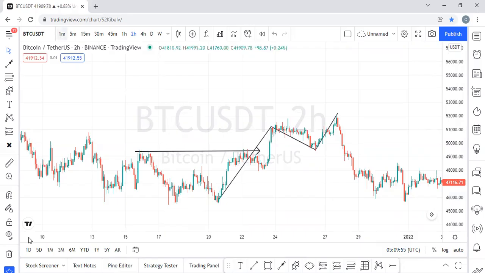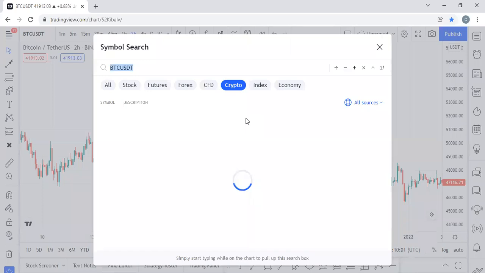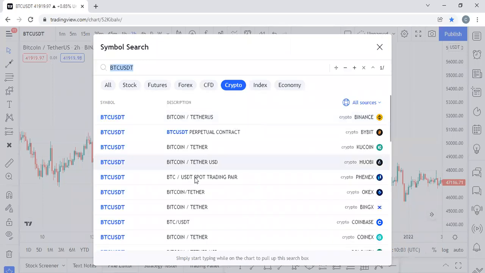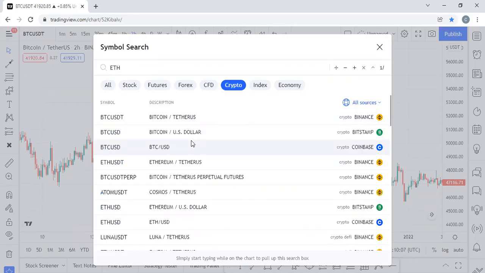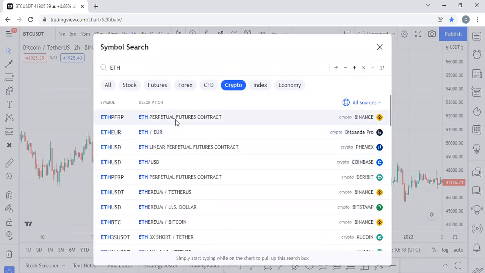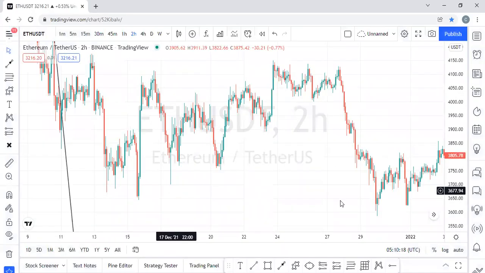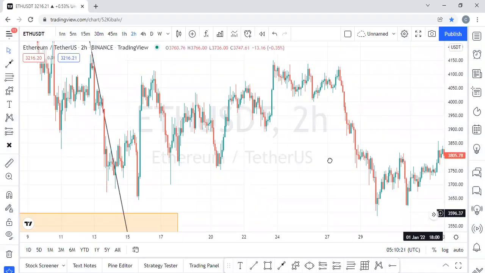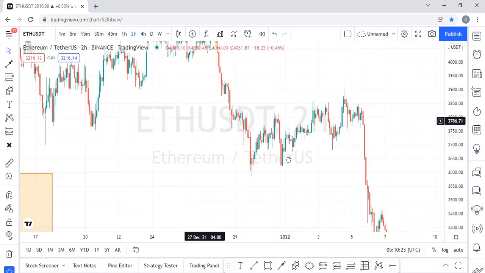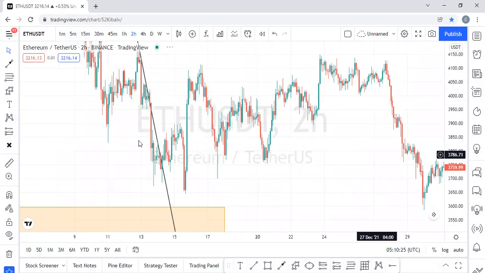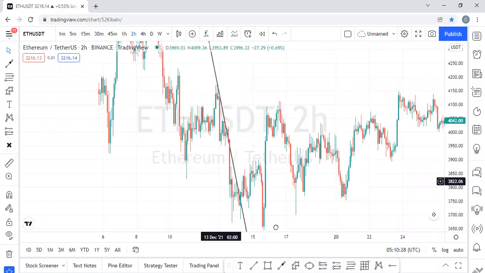All right. Let me see if I can find something similar. Let me check on the Ethereum charts. I just want to use cryptocurrency. Let's see if we can find something like that on Ethereum. Ethereum USD. So this is a 2-hour time frame now. We're trying to see if we can find something that looks good, like a BOS or something like that.